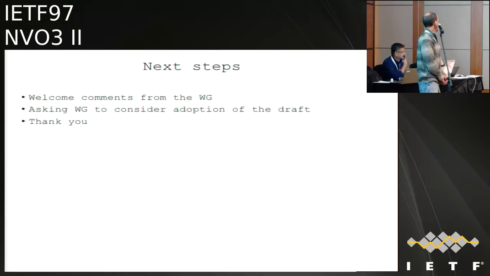Okay, so again, can I get a show of hands on who's read the draft, please? Okay, a few more for this one. Be good, again, please send comments to probably the routing area working group list.